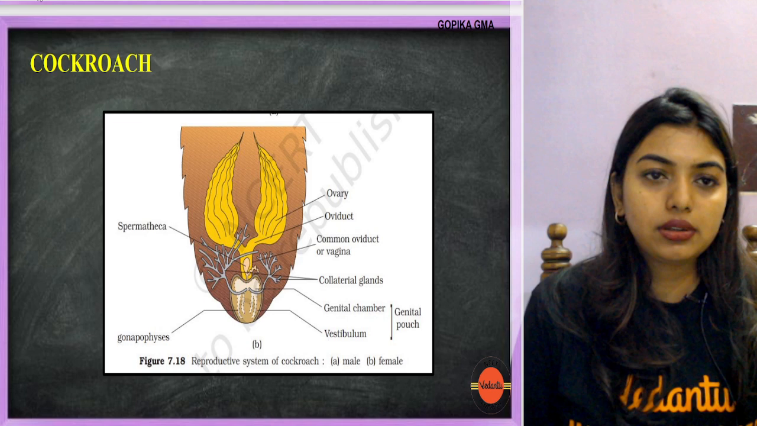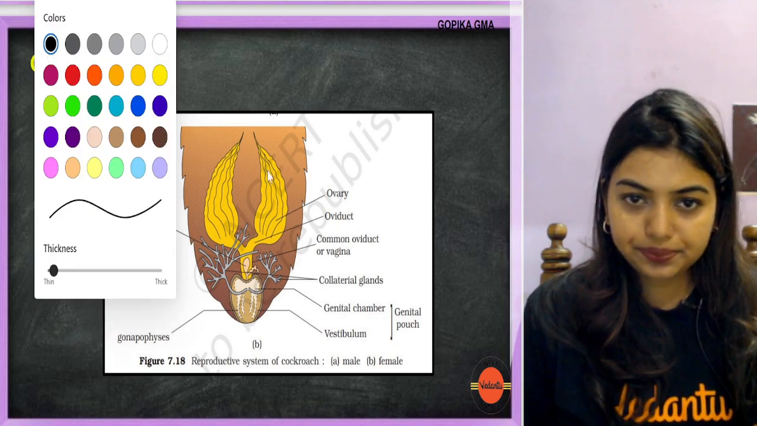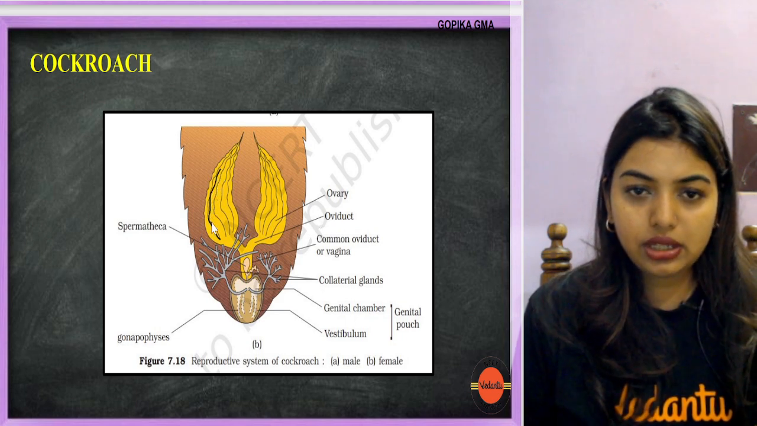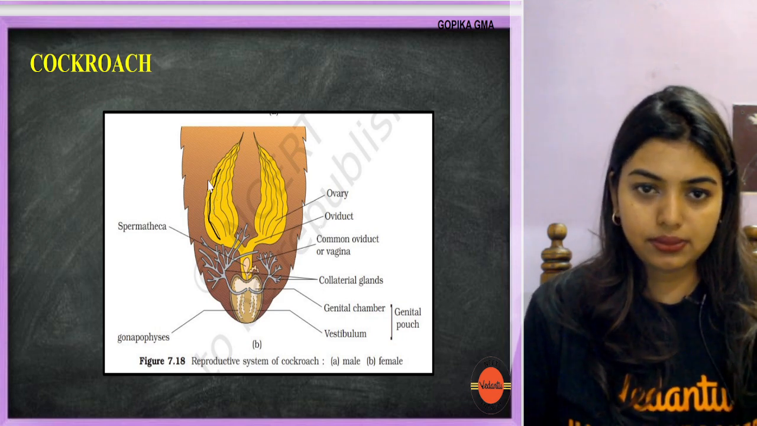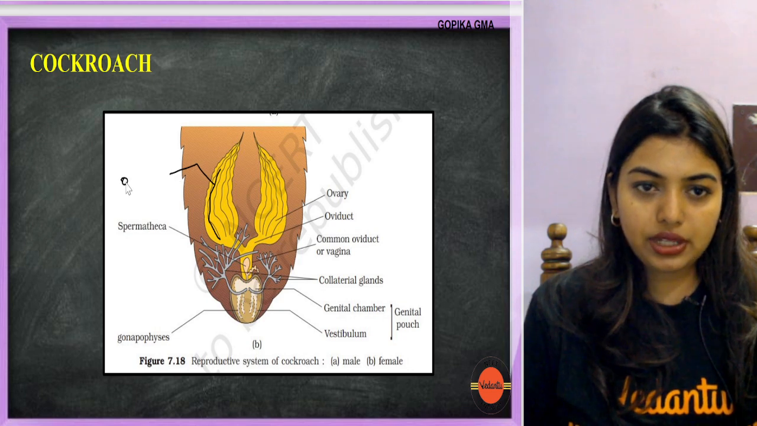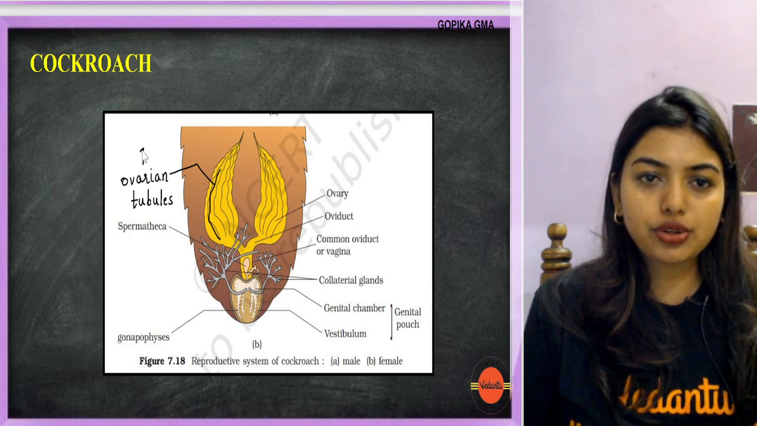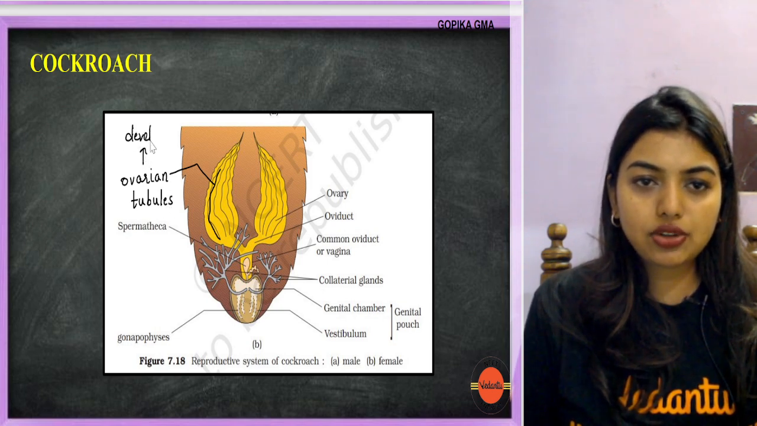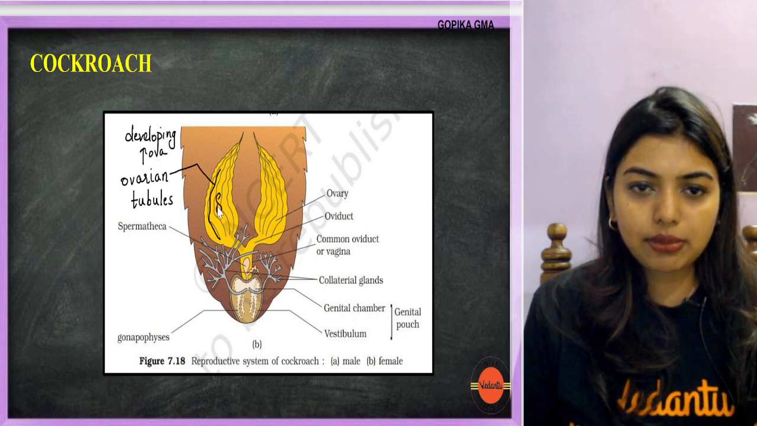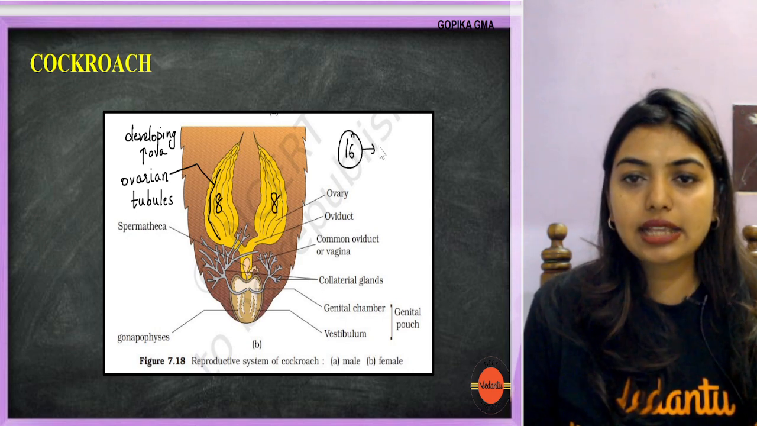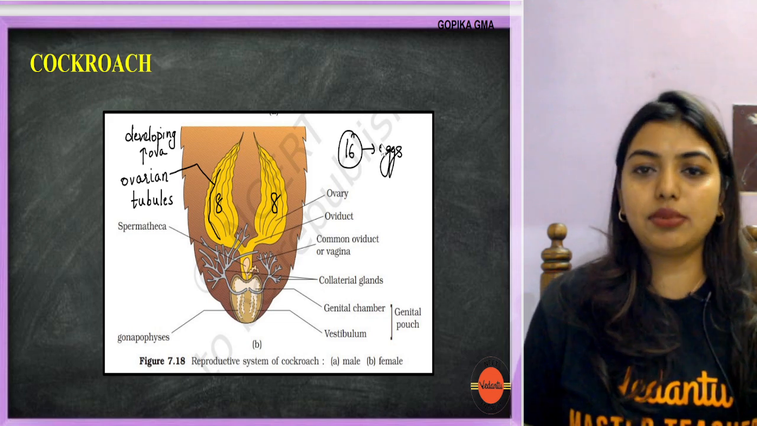Now all of you look here. This is the ovary. These two are the ovary. Can you see these tube-like structures? These are the ovarioles, or we can tell ovarian tubules. Now each ovarian tubule is going to have developing ova, and one will be already matured. So students, from this ovary I'm going to get 8 ova. From this I'm going to get 8 ova. A total of 16 eggs will be matured.